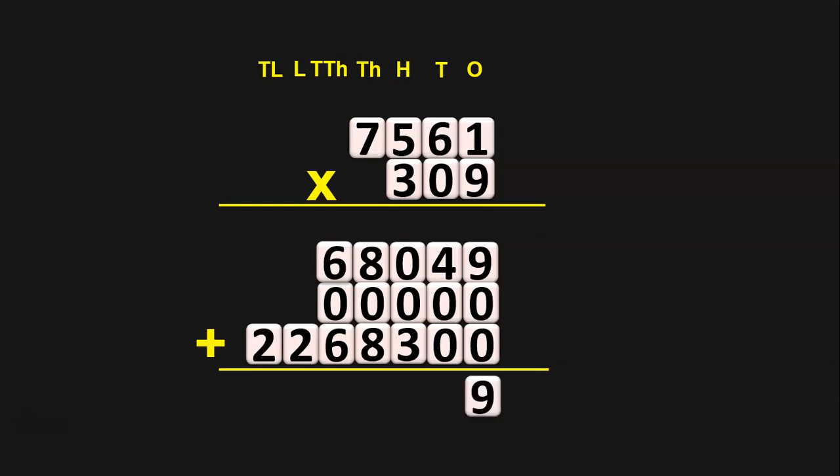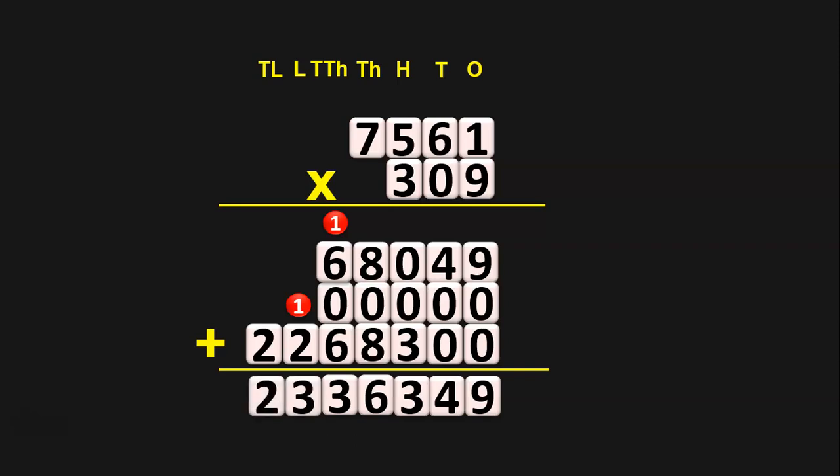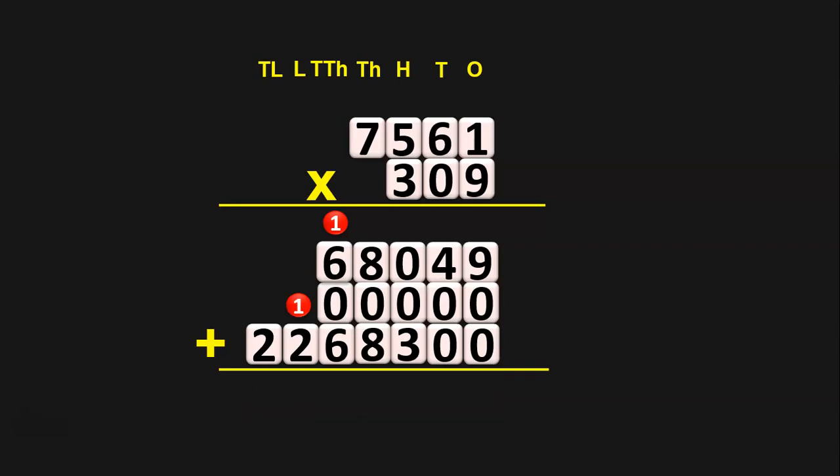So in ones place you will get 9. In tens place you will get 4. In the hundreds place you will get 3. In thousands place it is 8 plus 0 is 8. 8 plus 8 is 16. 6 carry over 1. 1 plus 6 is 7. 7 plus 0 is 7. And 7 plus 6 is 13. 3 carry over 1. 1 plus 2 is 3. And in 10 lakhs place just take and write down the number 2. So what is the answer?